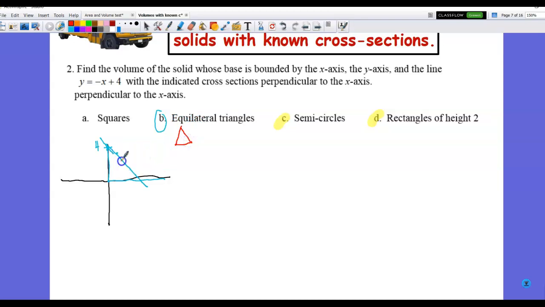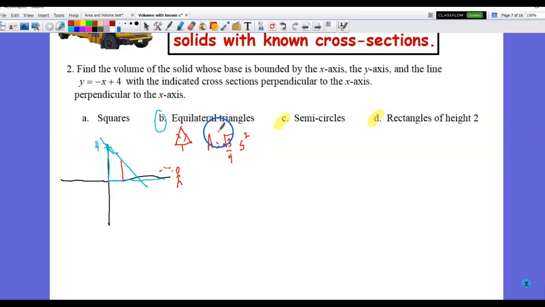I'm going to put in a representative slice. So if I were standing over here and I were looking this way, this is what I would see, an equilateral triangle. All three sides are congruent. I need to know the formula for the area of an equilateral triangle because I'm accumulating all of that area. So the formula for the area of an equilateral triangle is the square root of 3 over 4 side squared.